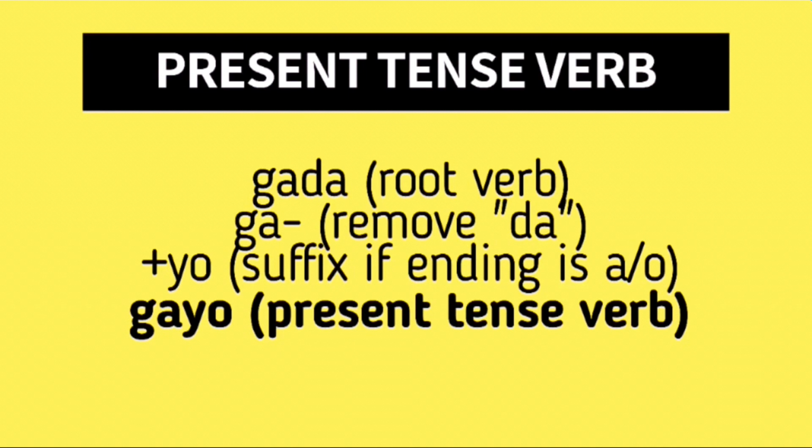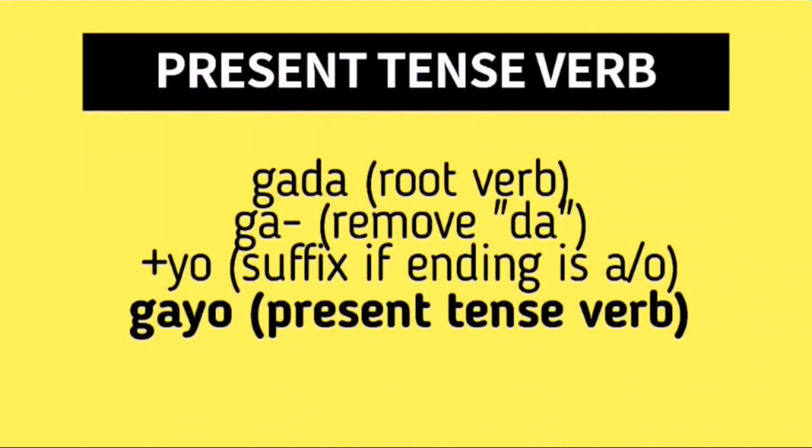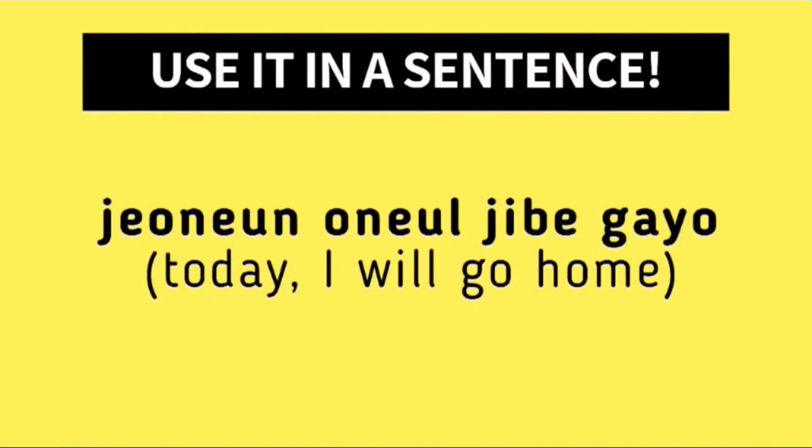However, how do we choose a suffix to be added to a verb? So if we wanted to transform something into its present tense form, we'll need to choose between oyo and ayo. If the last letter of the verb is not a or o, we will use oyo. If the last letter of the verb is a or o, we'll use ayo. And since the last letter of ga is a, we will add ayo or yo. So that's 가요, which is the present tense form of gada. So, if we combine the meaning of these four words, it would result in a sentence that means, today, I will go home.